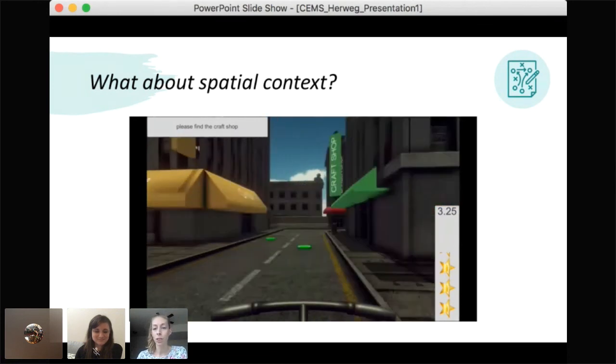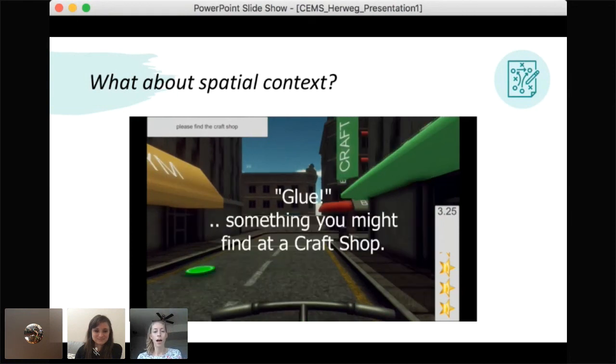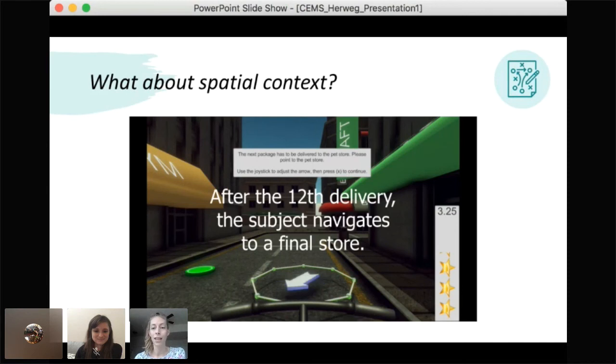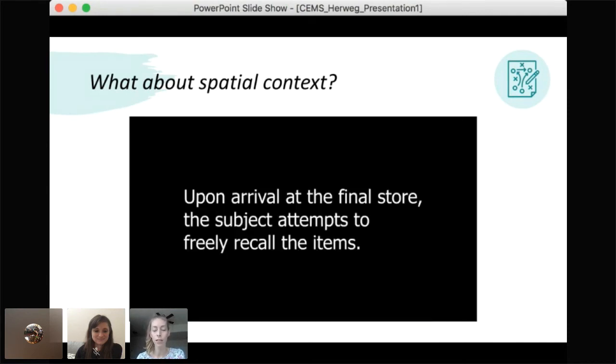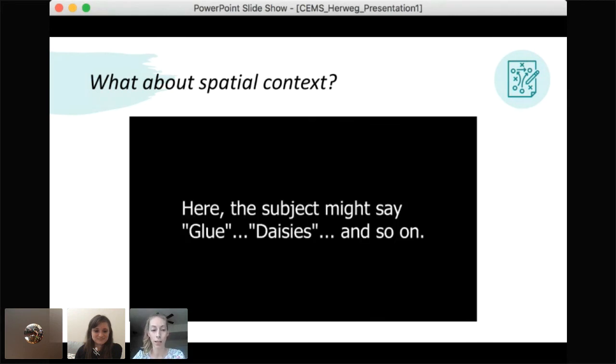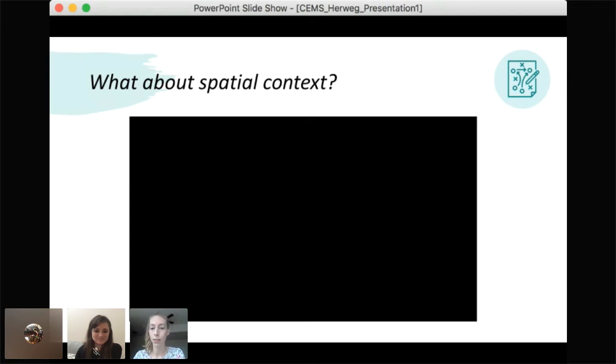So here the subject is driving up to the craft shop and delivers the item glue. Once all the items are delivered, there is a final navigation to a 13th store where no item is delivered. It's kind of like a distractor. And then once the subject arrives at that store, they are supposed to recall all the items that they encoded. And then after the recall phase, the whole process starts over for a new list, and there are multiple lists in one session.